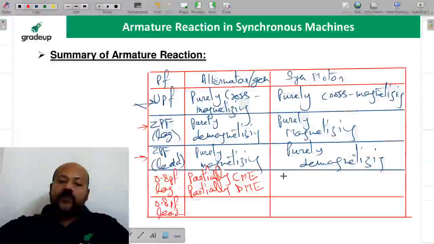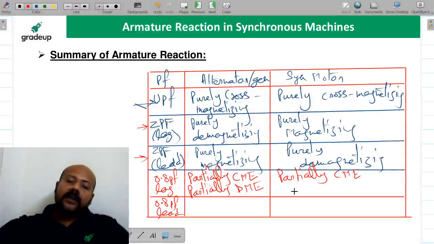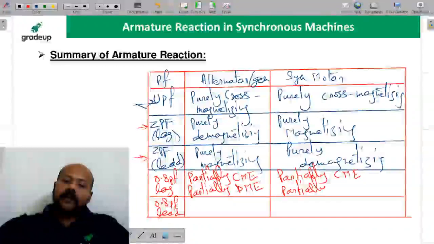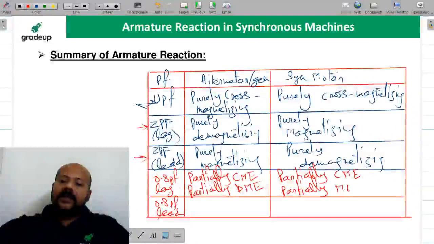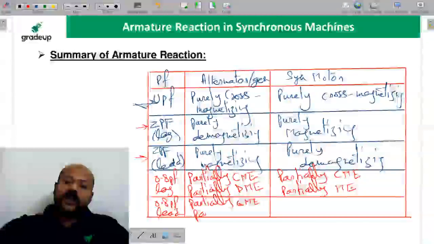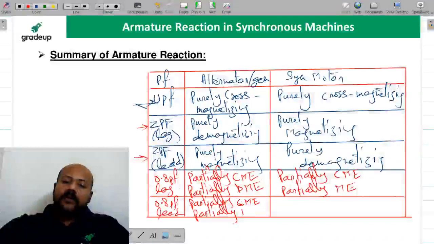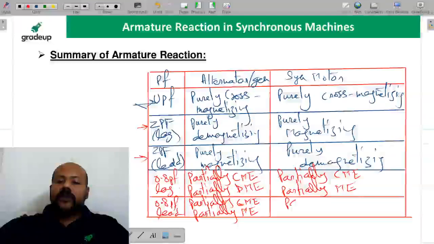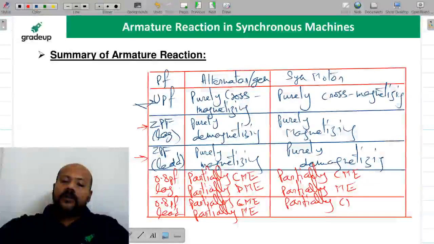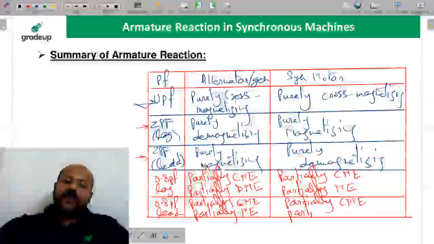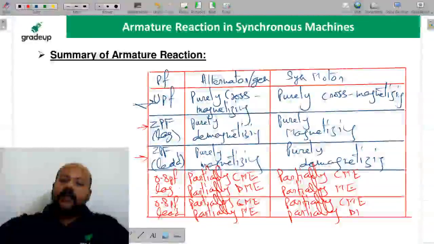When you are going for the synchronous motor, again it is going to be partially cross magnetizing effect, and partially magnetizing effect. It was demagnetizing effect, it is magnetizing effect. Now for 0.8 power factor lead condition, again it is going to be partially cross magnetizing effect and partially magnetizing effect. For the motor, it is going to be partially cross magnetizing effect and partially demagnetizing effect.